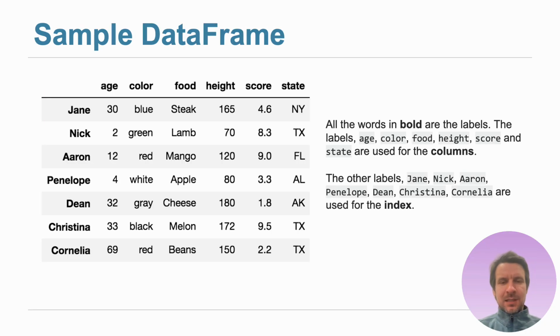In the class we will use this data frame. It has columns age, color, food, height, score, state, and it has row entries Jane, Nick, Aaron, Penelope, Dean, Christina, and Cornelia. The bold things are the names of the columns and the names of the rows, or you could say it's the index of the rows, right? So the name is the index. Often the index is just a number. In our case, the index is the name.